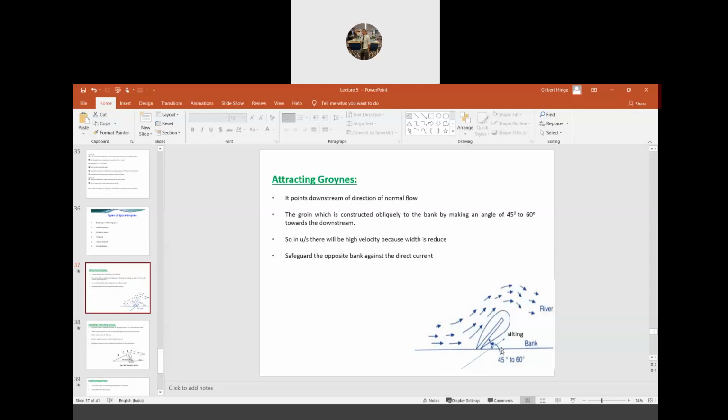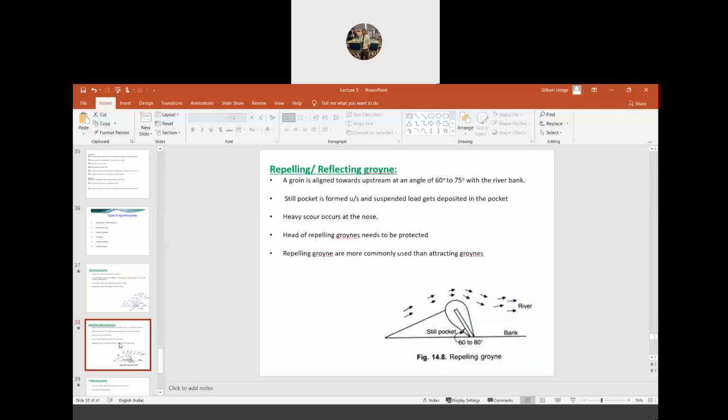If you want to protect this bank here, we project this kind of groins or spurs, which is called an attracting groin. Why attracting? Because this is attracting the water. See, the water is attracting like this. Here we have very high velocity, and in this area, we have very low velocity. That's why this bank will be protected. And here silting will occur, whereby deposition of silt will take place and will prevent this area from being eroded.